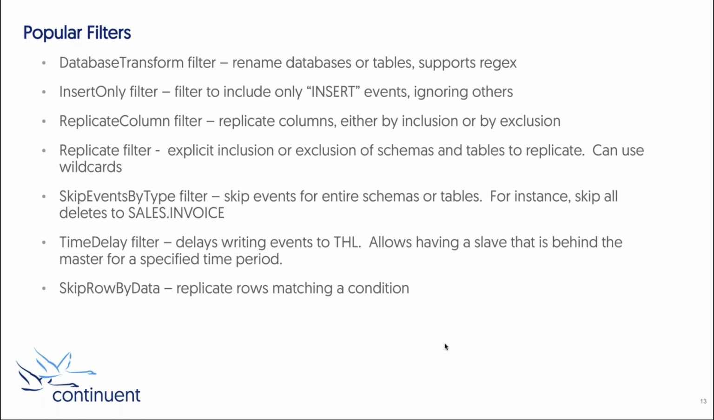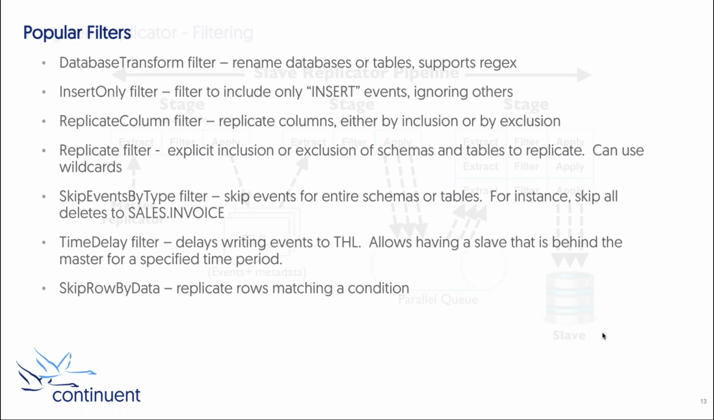And then skip rows by data is when we want to actually examine the content of a transaction, the actual data, and then make a decision, do we want to replicate this or not? So there might be a certain field in a row and we decide that, well, for this particular row, we do not want to replicate it for whatever reason.